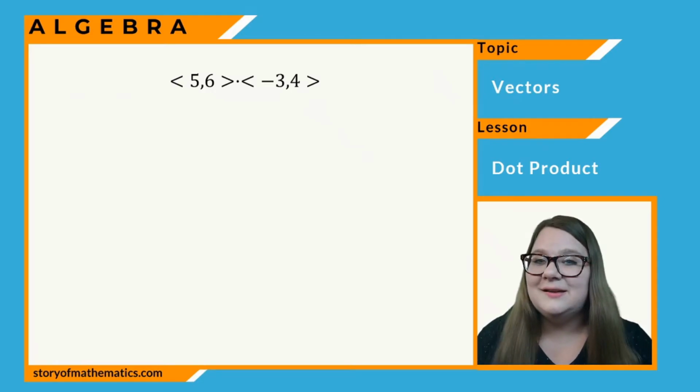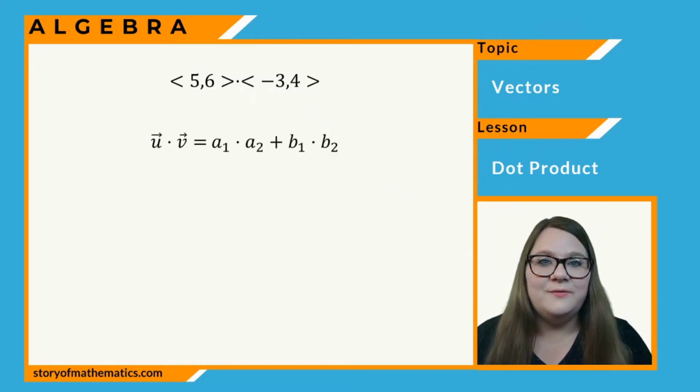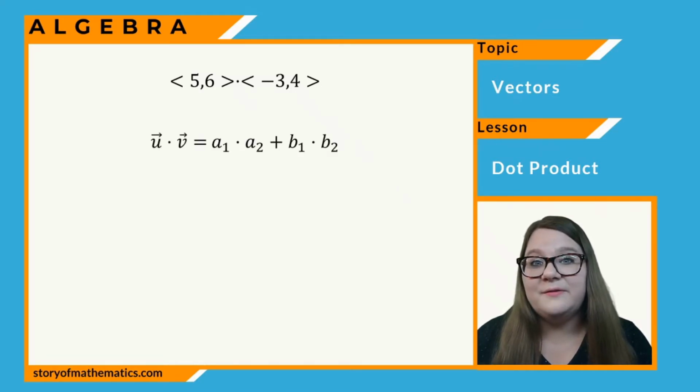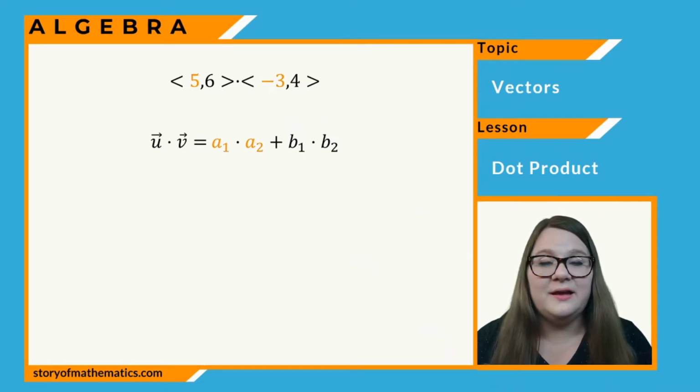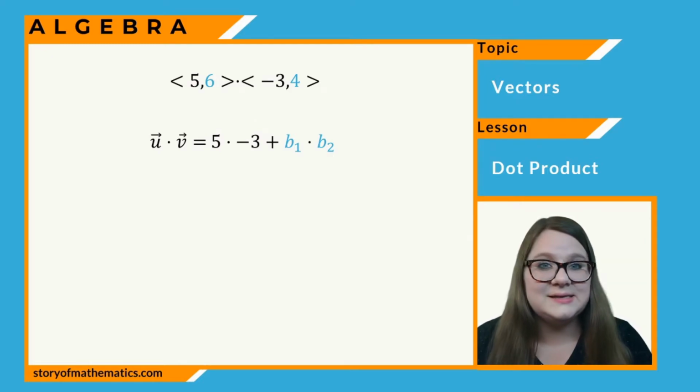5, 6, dotted with negative 3, 4. So I'm going to use that formula. I'm going to start by finding the first component of each of my vectors. So really I have 5 and negative 3. So I'll multiply those. Then I'm going to do plus, and I'm going to look at my second components, 6 and 4. I'm also going to multiply those. Then I'm going to add them at the end.